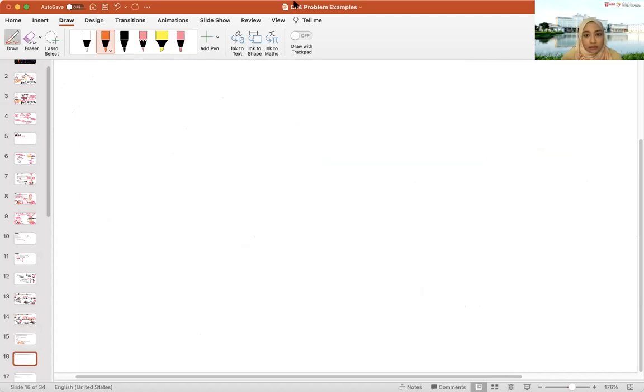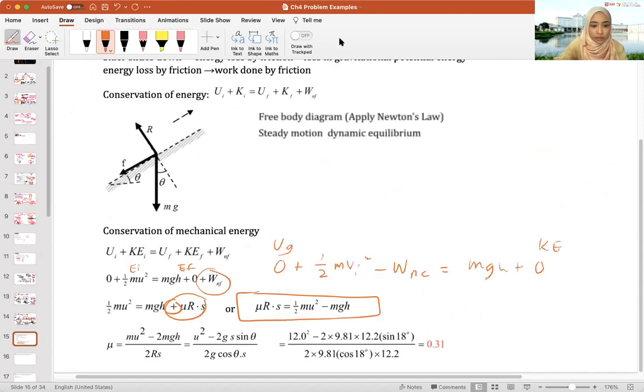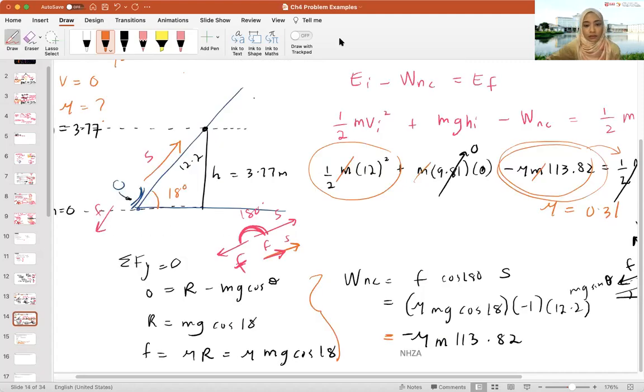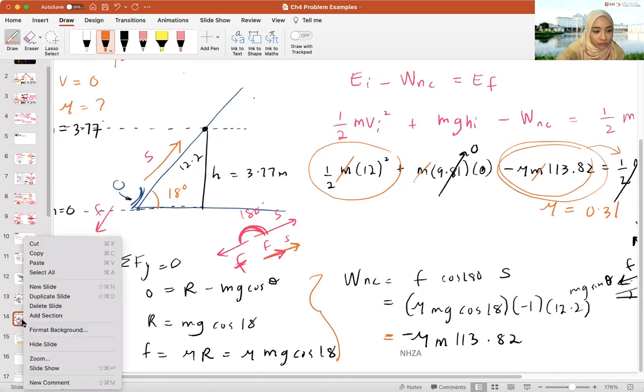Doktor, Yes. Saya tak faham yang WNC tu. Tak faham WNC. Okay, let's go back to WNC. WNC tu kan sama dengan friction dengan S kan? Displacement. Lepas tu, macam mana tiba-tiba ada cos 180 tu? Oh, okay. Okay, let me talk about that one.